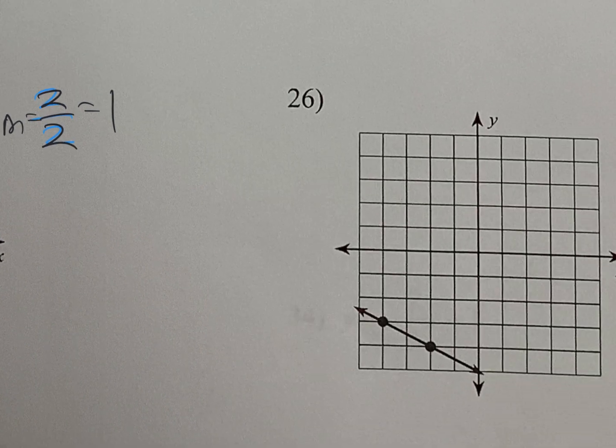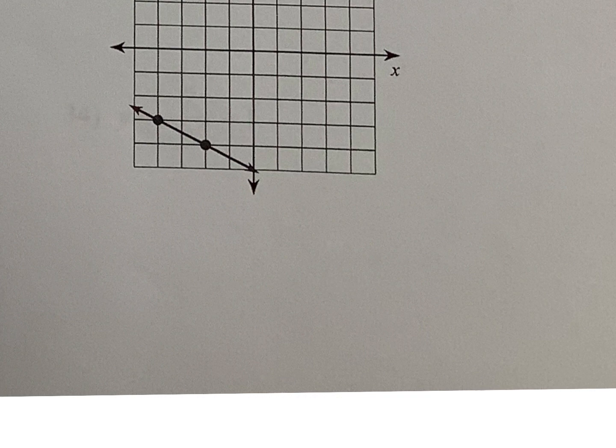All right, 26. Again, if we start at the left point, we go down 1. That means negative 1. And then we run 1, 2, positive 2. So down 1 and run 2. Rise is negative 1, down 1. We run a positive 2, so your slope is negative 1/2.